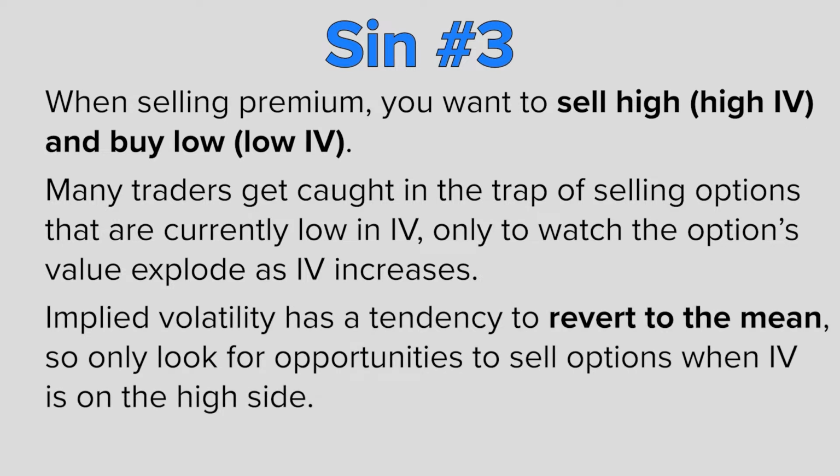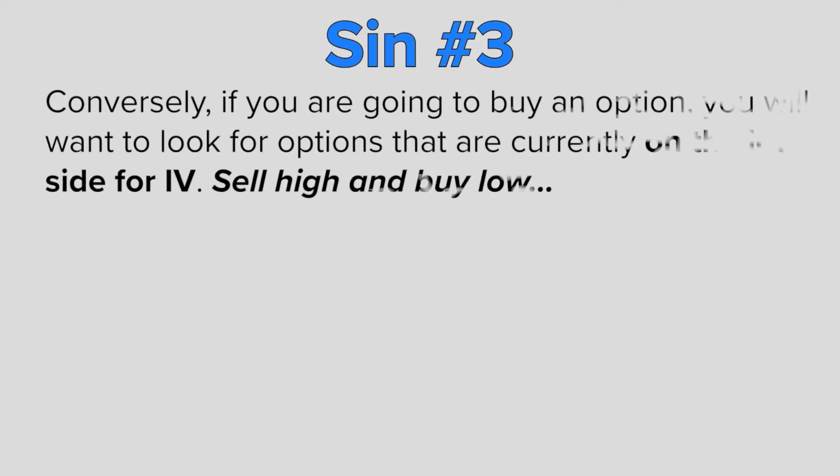Implied volatility does revert to the mean, so only look for opportunities to sell options when implied volatility is on the high side. Conversely, if you're going to buy an option, you want to look for options that are currently on the low side for implied volatility. Sell high and buy low.